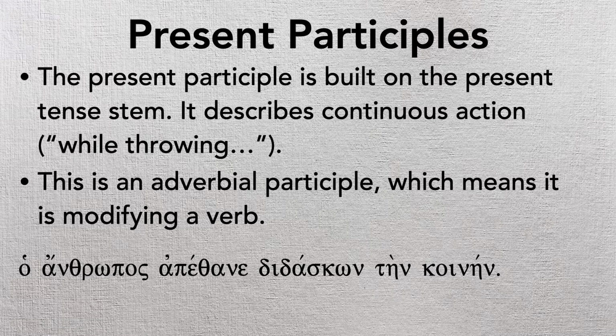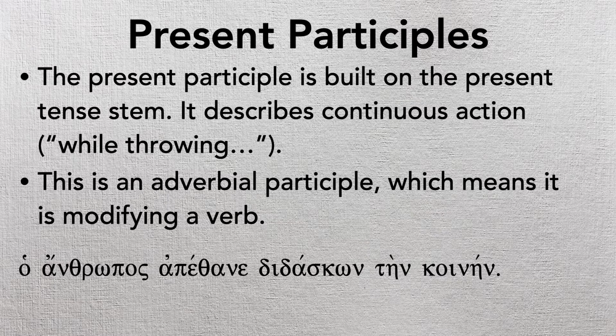Now, there's a sentence here for practice. Feel free to pause and read it on your own and try to translate as best you can. There's some stuff you don't know here, but here's a practice sentence. I'll go ahead and read it for you here as well, okay? Ha anthropos apethane didaskon tain koinein, okay? The man, apethane, died, didaskon, that's our participle, teaching, and you don't necessarily know this yet, but this is a present participle, so we're going to say while teaching, tain koinein, which is koine, or Greek, right? The man died while teaching Greek.